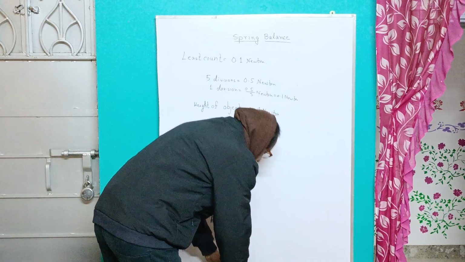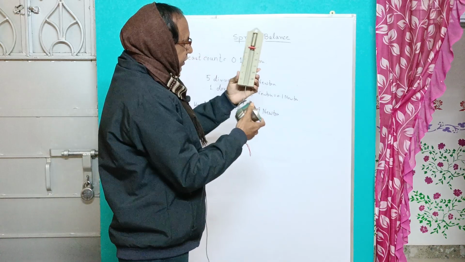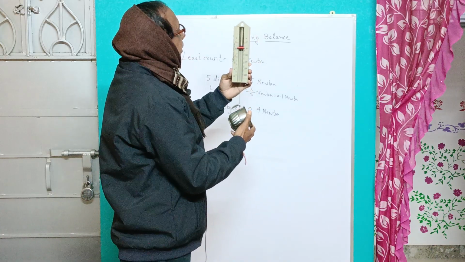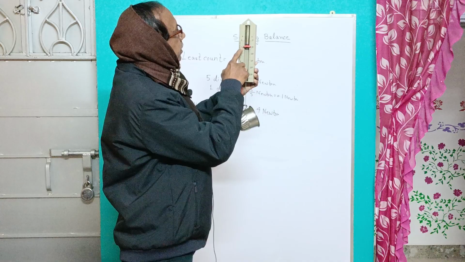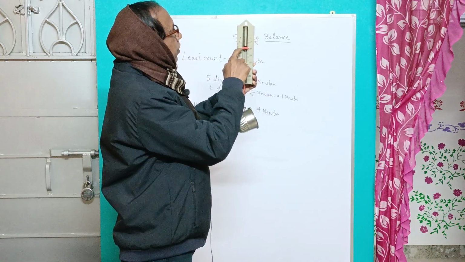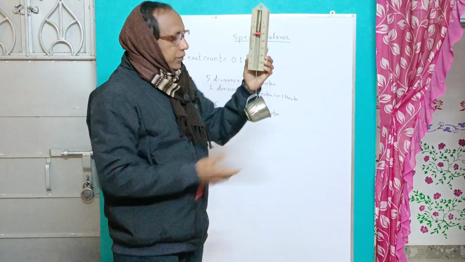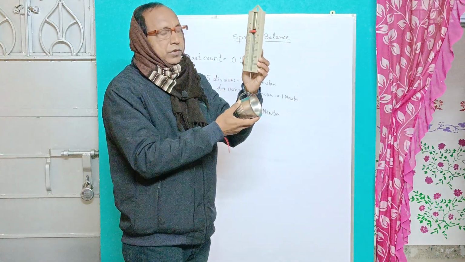Let us see once again. Here you see, if we want to measure the weight of this object, we are getting 0.4 Newton. Right, here you see the indicator, it is 0.1, that are 4 divisions, 1, 2, 3, 4. 4 into 0.1, that is 0.4 Newton. Therefore, the weight of this object is 0.4 Newton.